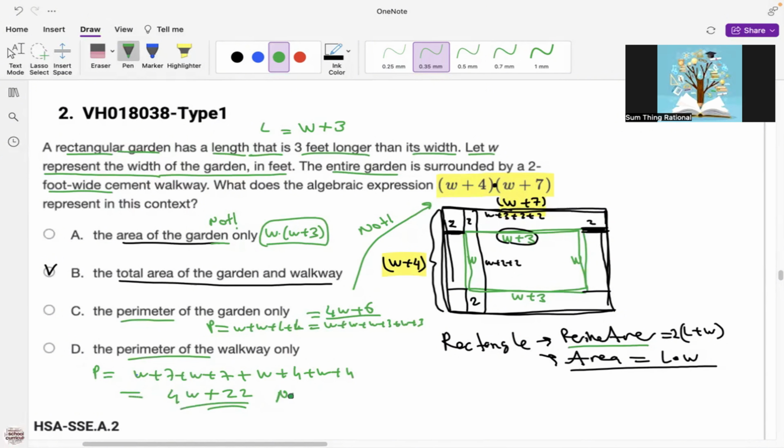Since this is 4W plus 22, this is also not what the question wants from us. W plus 4 and W plus 7: what do these expressions represent in this context? In this context, W plus 4 and W plus 7 represent the total area of the garden and the walkway.